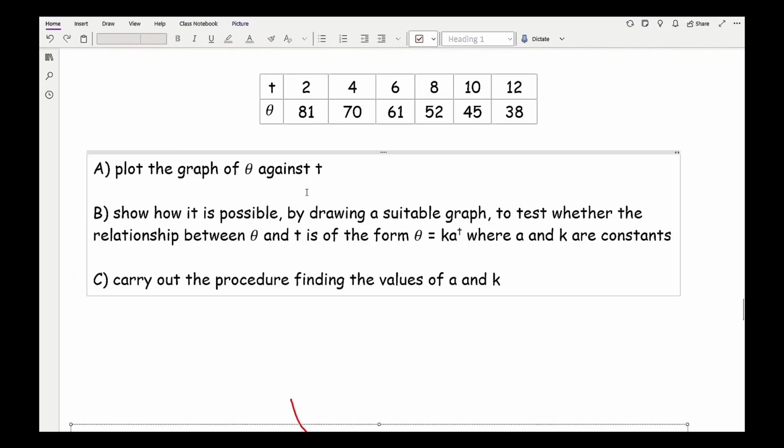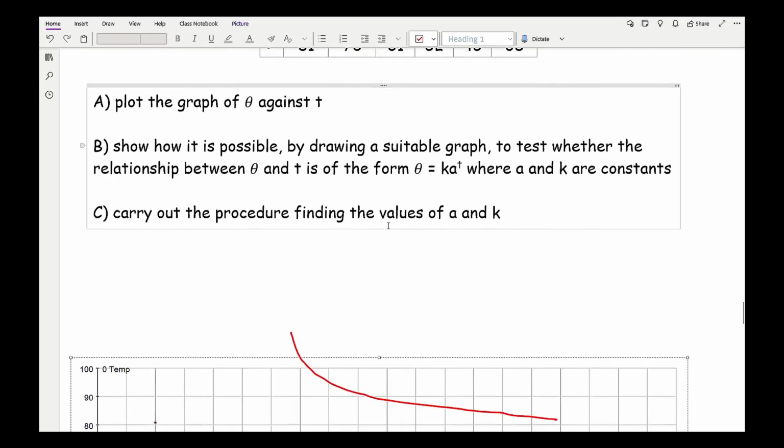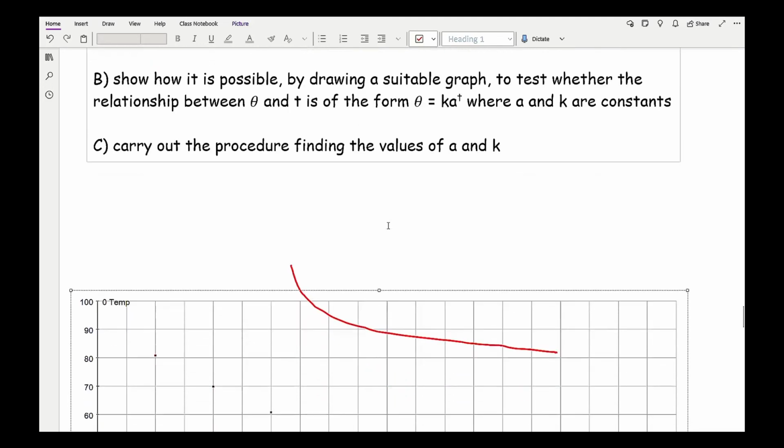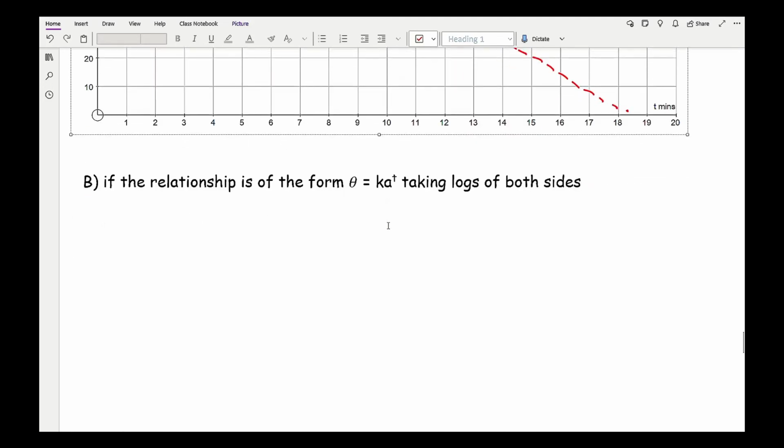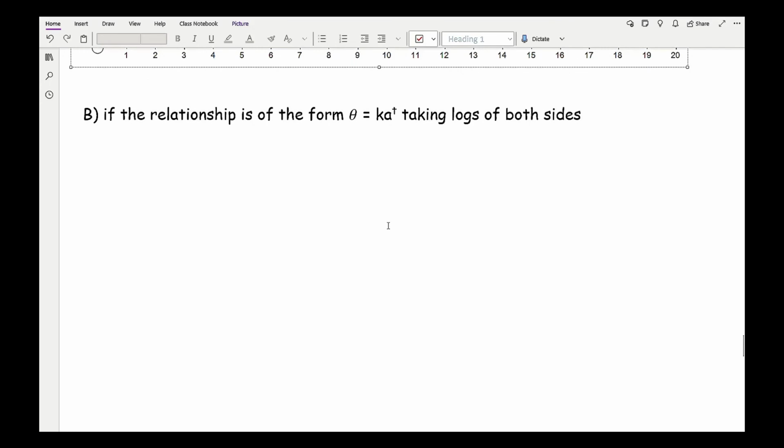actually asked, it says show how it is possible by drawing a suitable graph to test whether the relationship between theta and time is of the form of theta equals ka^t, where a and k are constants. So if a relationship is in the form of theta equals ka^t, what we could do is take log of both sides. Now for this I'm going to kind of mix it up. It doesn't really matter what form of logs you take or what base you're using, as long as you're applying the same base to each side.